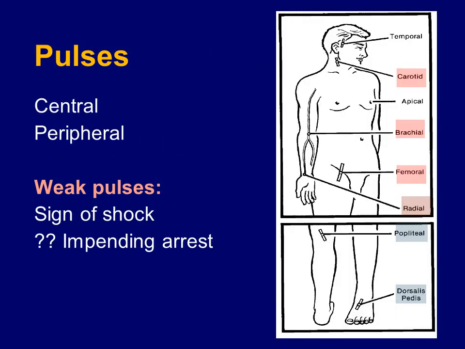Pulses should be felt in the brachial and femoral arteries in children less than 1 year old, whereas radial and carotid pulses should be palpated in those greater than 1 year old. Weak pulse is an emergency, a sign of shock, and may imply impending cardiac arrest.